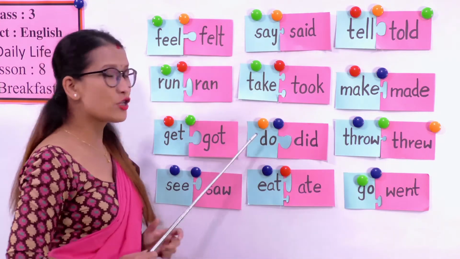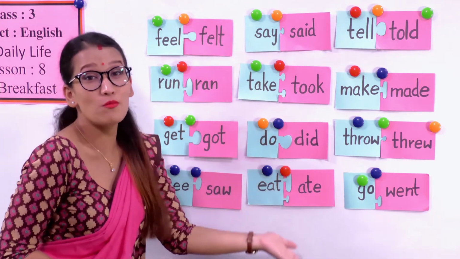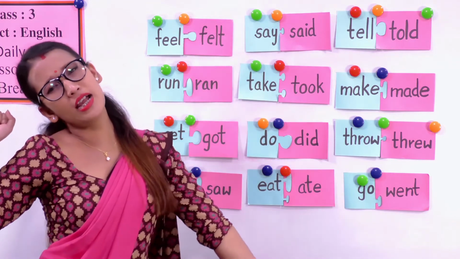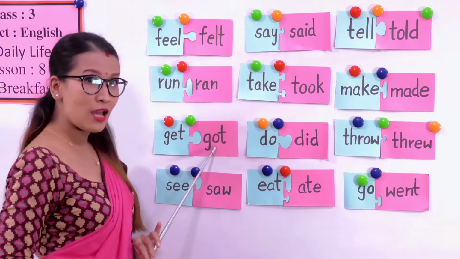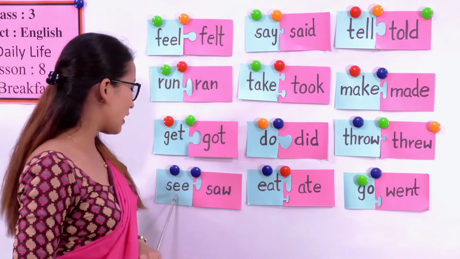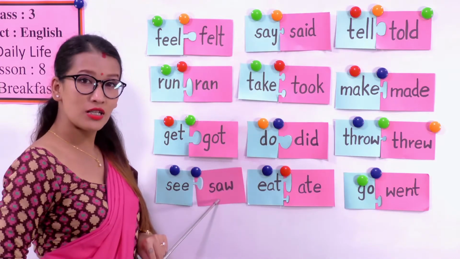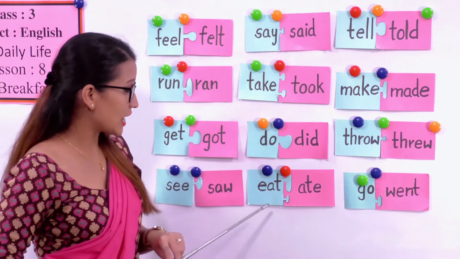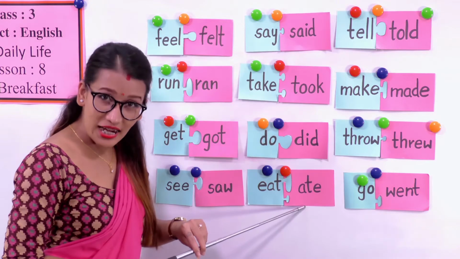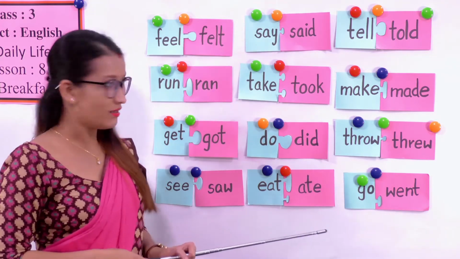Good. I do my homework. I did my homework. Very good. I get up in the morning. Yes, I got up in the morning. Yes, last morning. I see a book today. I saw a book yesterday. Today I eat. Yesterday I ate. Today I eat momo. Yesterday I ate apple. Good.